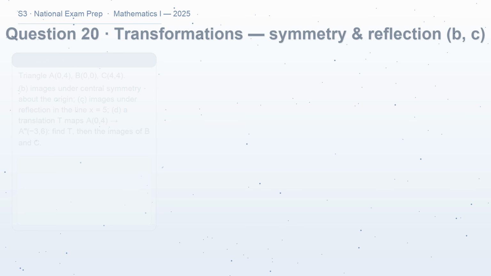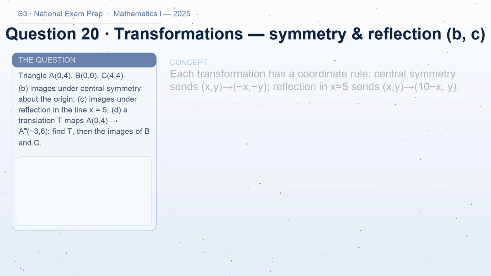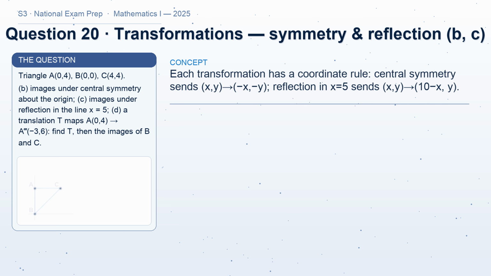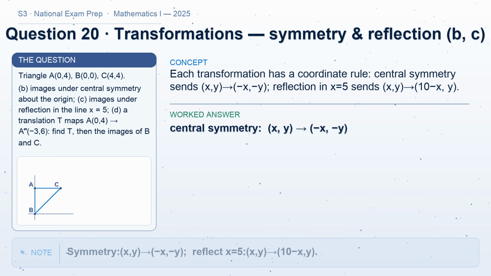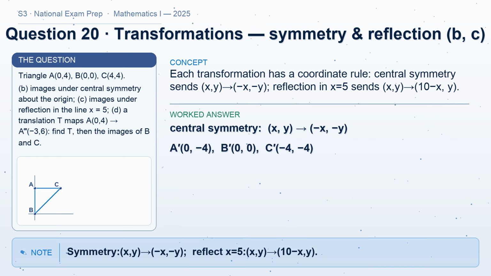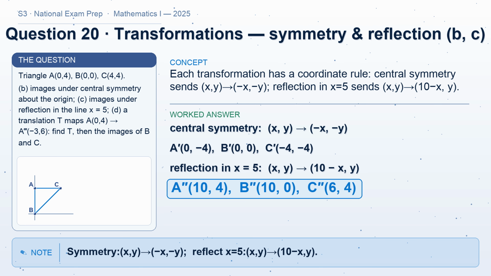Question 20. The triangle has vertices A at 0, 4, B at the origin, and C at 4, 4. Every transformation has a coordinate rule that we apply to each vertex. Part B is central symmetry about the origin, where x, y maps to minus x, minus y. So A becomes 0, minus 4, B stays at the origin, and C becomes minus 4, minus 4. Part C is a reflection in the vertical line x equals 5, where x, y maps to 10 minus x, y. So A goes to 10, 4, B to 10, 0, and C to 6, 4.